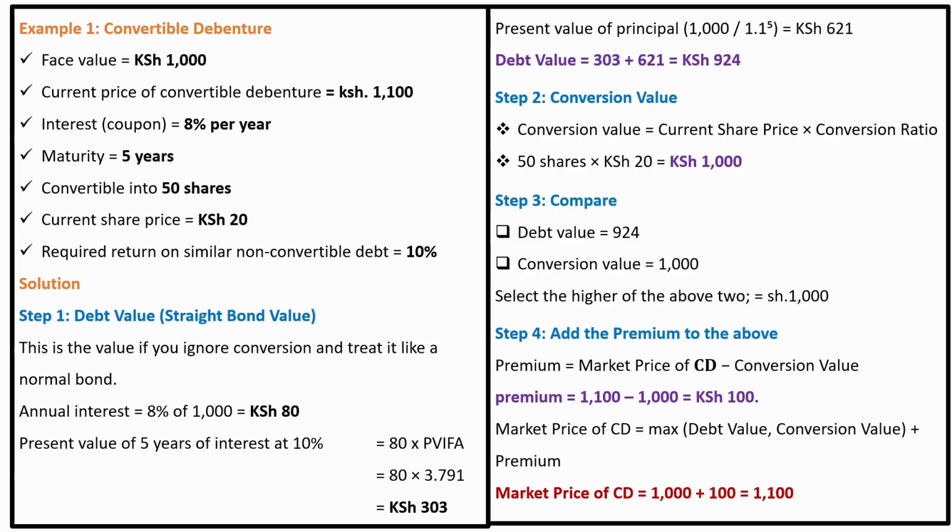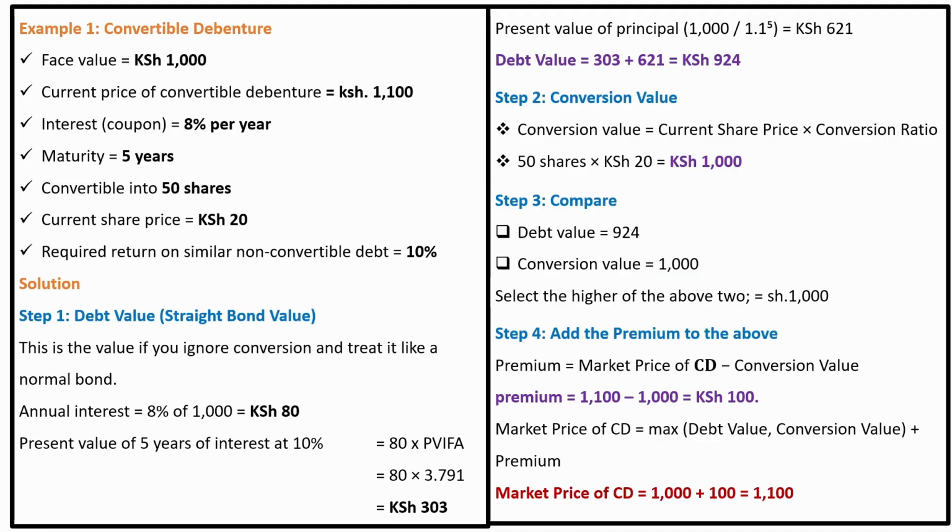So this illustration is very simplified. In exam cases, there are some complications that can come. For example, you may not be given the current price of a convertible debenture. You may just be given the face value. If that is the case, you may not be able to find the premium. If you cannot be able to find the premium, then your answer is going to be the one you have selected between debt value and conversion value.